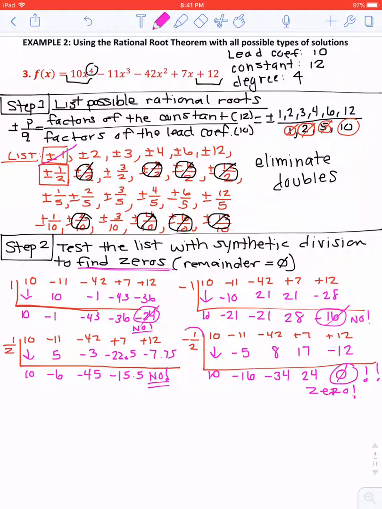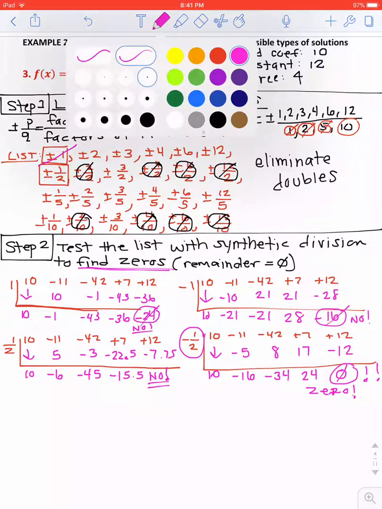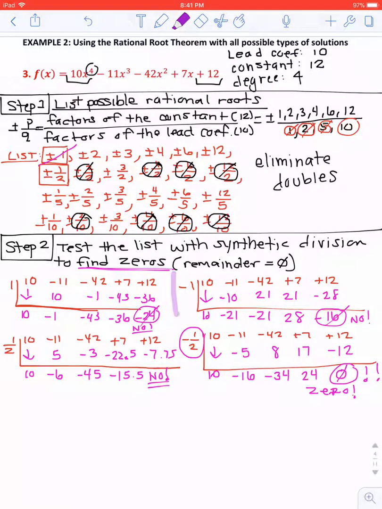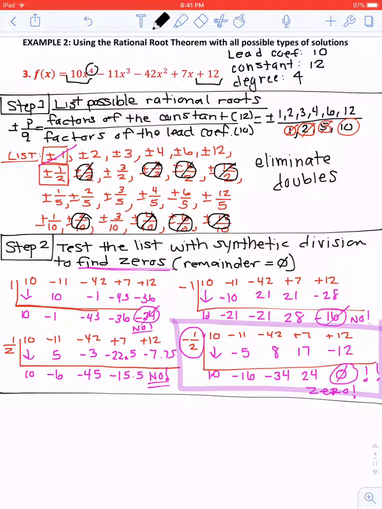Okay, so this right here. Oh, not that one, just this one. All right, this is our good stuff. That's what we're going to use for step 3. Okay, so step 3, we're going to rewrite in factored form with what we found.